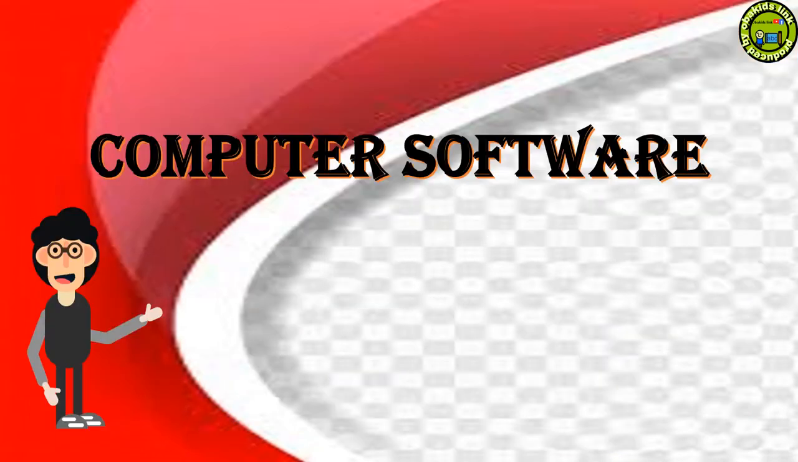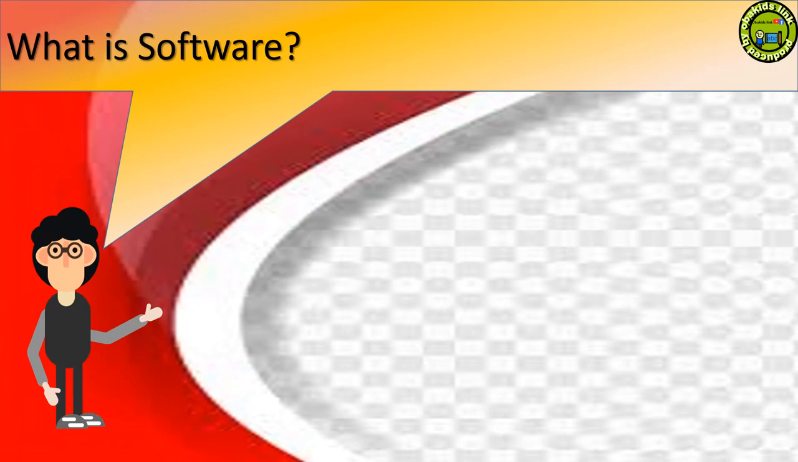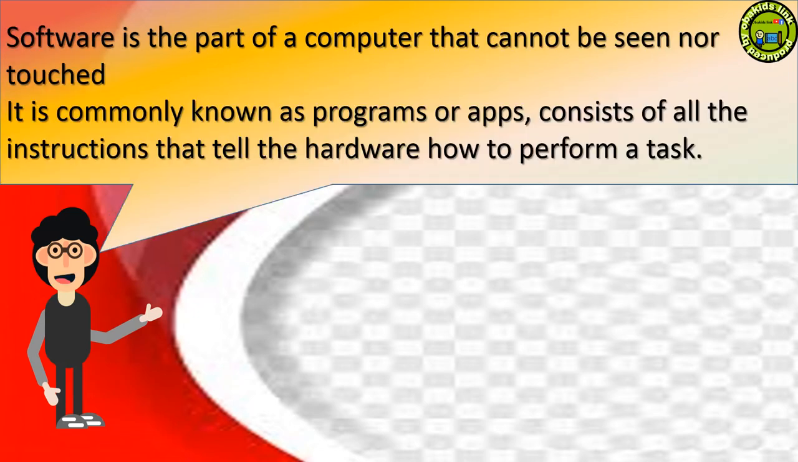Computer software. What is software? Software is the part of a computer that cannot be seen nor touched. It is commonly known as programs or apps, and consists of all the instructions that tell the hardware how to perform a task.